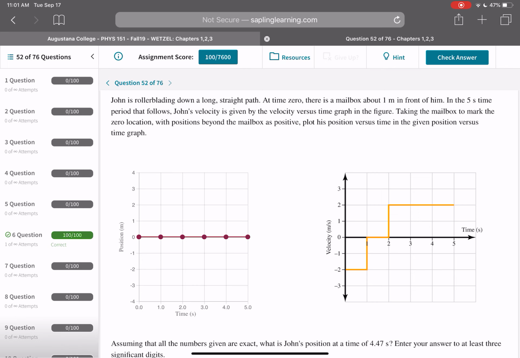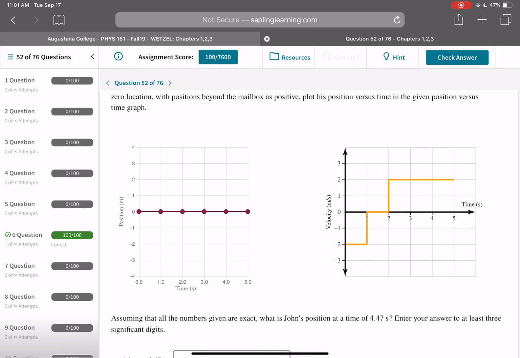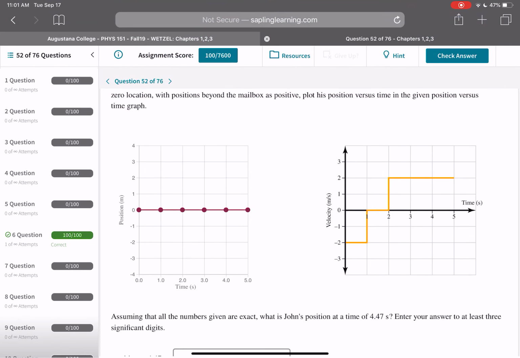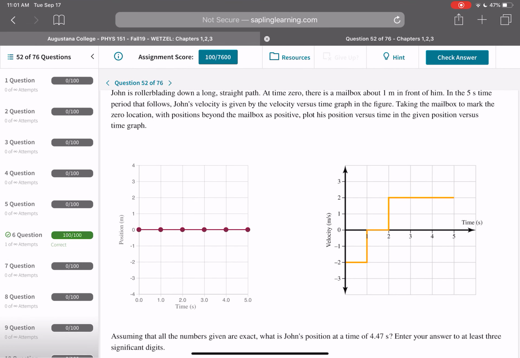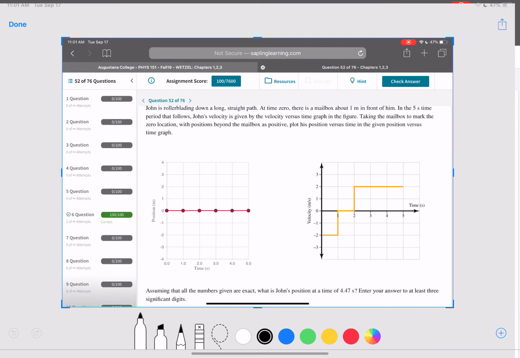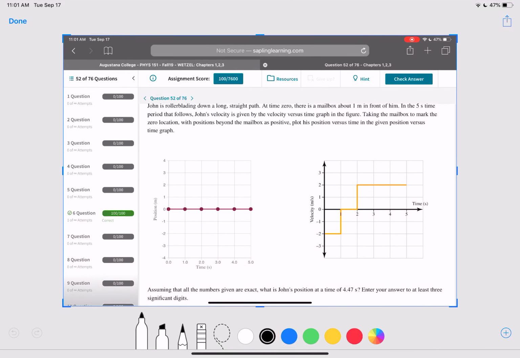John is rollerblading down a long straight path. The mailbox is in front of him, a meter. Assuming the things are, what is John's position at the time of 4.47 seconds? Okay, so what you're going to do is drag these things around. The mailbox is 1 meter in front of him. So that means he's starting, taking the mailbox to mark the 0 location, 1 meter in front of him. So that means he's starting at this point.